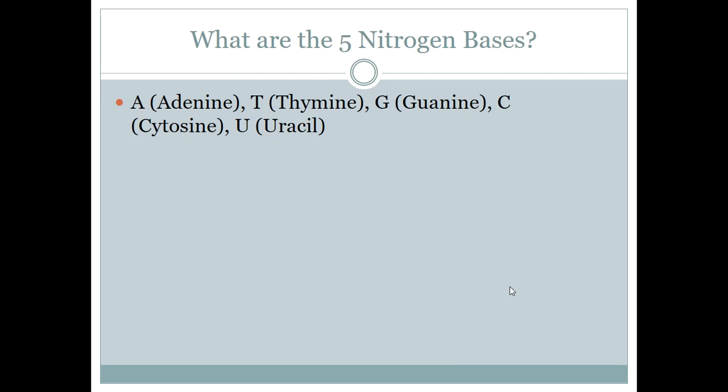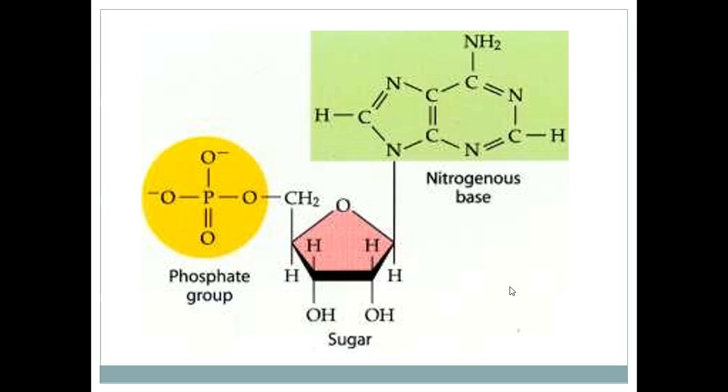There are actually 5 nitrogen bases that you need to know as well. And we'll touch back up on these later in the semester as we talk about what they mean specifically. So there's A for adenine, T for thymine, G for guanine, C for cytosine, and U for uracil. So those are the 5 nitrogen bases that could be found in a nucleic acid.